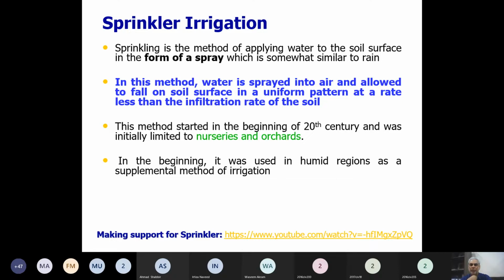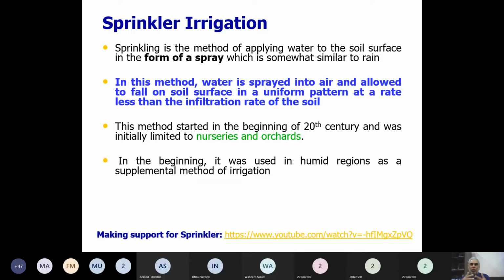So sprinkling is a method of supplying water to the soil surface in the form of spray, which is somewhat similar to rain. Water is sprayed into the air and allowed to fall on the soil surface in a uniform pattern. And the rate of application of water through this sprinkler is controlled, and it should always be kept less than the rate of infiltration of the water into the soil. So the infiltration rate should be higher.